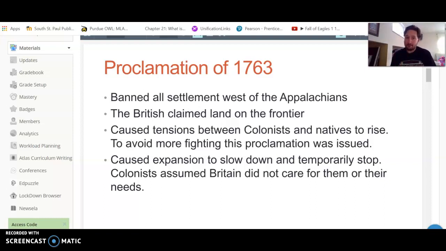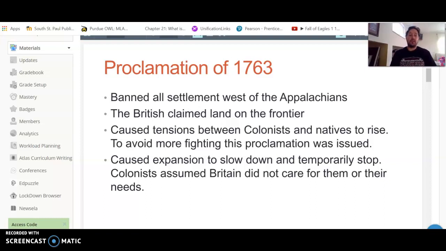And it began with the Proclamation of 1763, where the British left troops in Boston after the war ends. The British said it was because they needed to be protected, but the colonists certainly didn't view it that way, or a significant percentage of the colonists didn't see it that way. They viewed these British soldiers as occupiers.